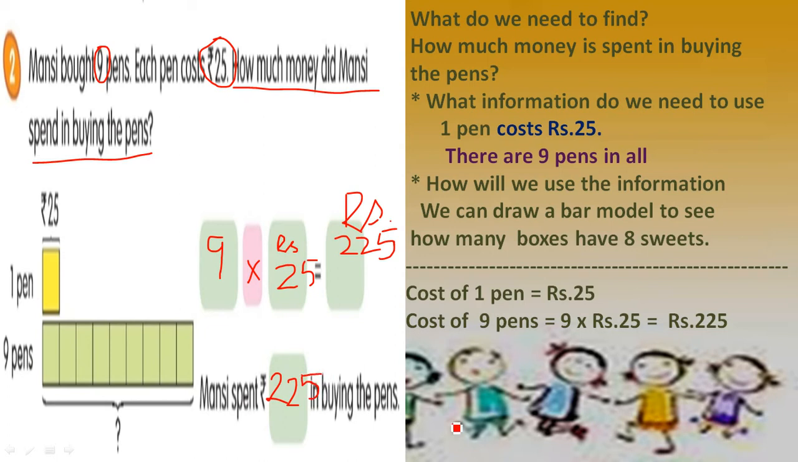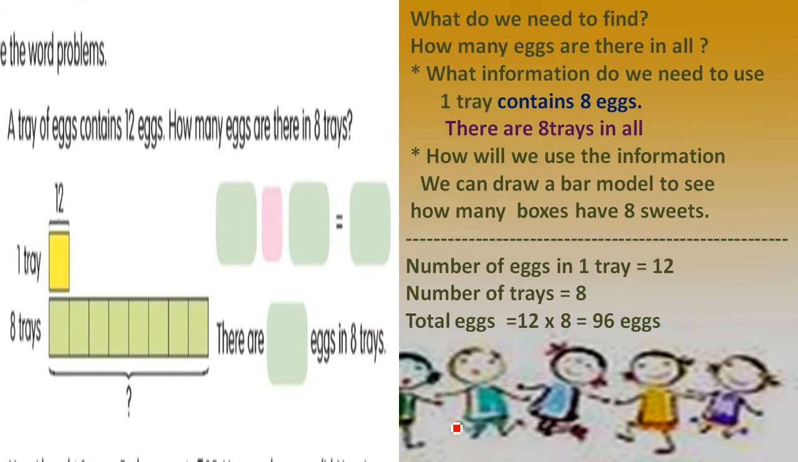Let us take another example. Children, whenever we are getting problem sums, we should read the problem first. A tray of eggs contains 12 eggs. How many eggs are there in 8 trays? Now let us identify what we need to find. We need to find how many eggs are there in 8 trays. So what is the information? It is 12 and 8. A tray has 12 eggs and there are 8 trays. In this word problem, there is no clue word.